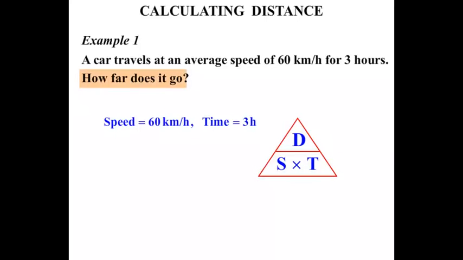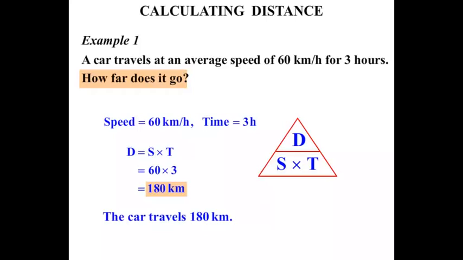So how far does it go? We're after the distance. So D equals, cover it up, we can see S times T. So let's write that down. So we have speed times the time. Where the speed is 60, the time is 3, so 60 times 3. We calculate 60 times 3, that equals 180 kilometers. So there's our answer. The question was, how far does it go? Let's write it in sentence form. The car travels 180 kilometers. Terrific.